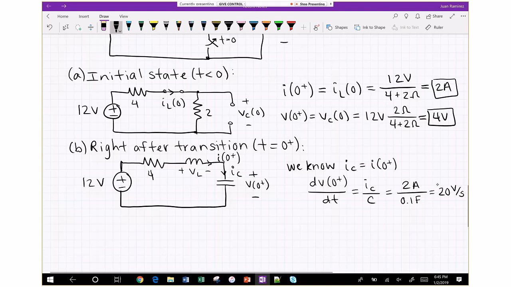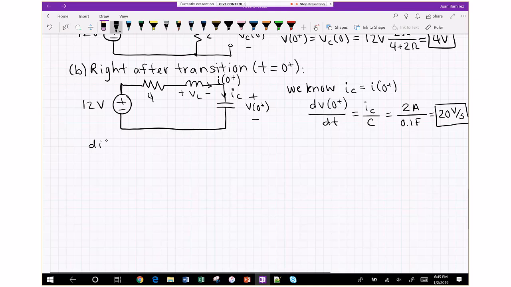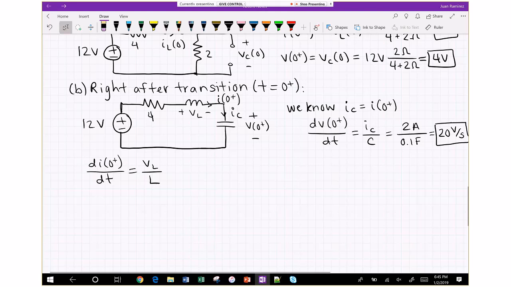All right. di/dt. Well, if we use that same equation that we looked at earlier, it looks like this one over here. The rate of change of inductor current is equal to the voltage across the inductor divided by the inductance. However, I don't know what VL is. I don't know that inductor voltage right after the transition.